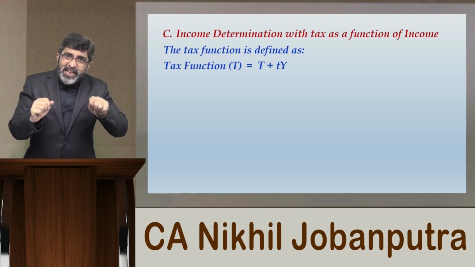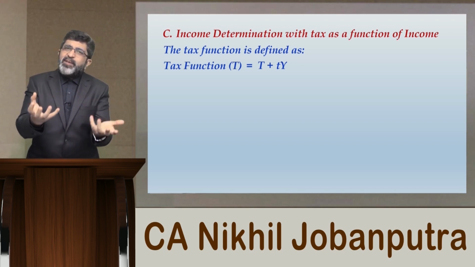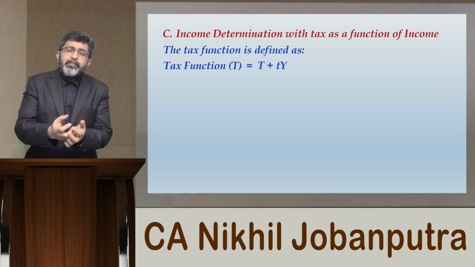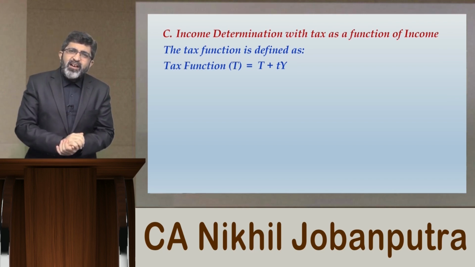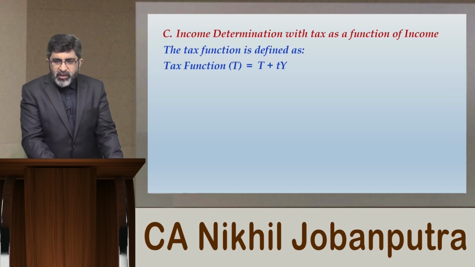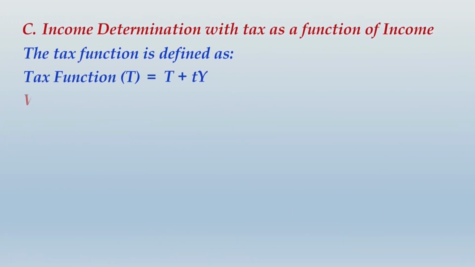But this time T will be itself an aggregate of two types of tax, the fixed tax and variable tax. So separately compute the fixed tax and variable tax, sum it up, and subtract that from income, and you get the disposable income. So that's all in this third situation. I'm sure you will easily follow this when I put it forward over here.